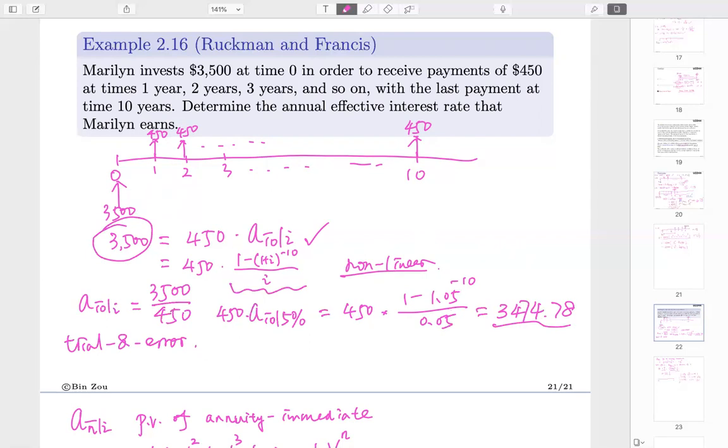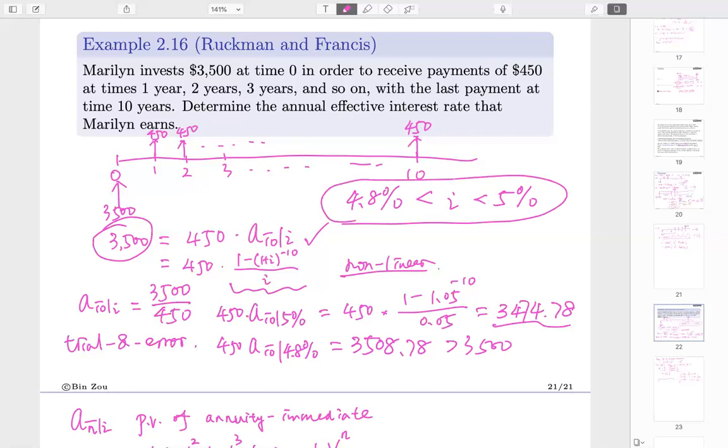Okay, so I want the right hand side to become bigger. So the present value to become bigger, which means I should try a smaller interest rate. Okay, what do we want to try? Let's say we try 4.8. Okay, if you try 4.8, the value you get is $3,508.78. It is bigger than what I want, which means the true interest rate will be less than 5%, but bigger than 4.8%.